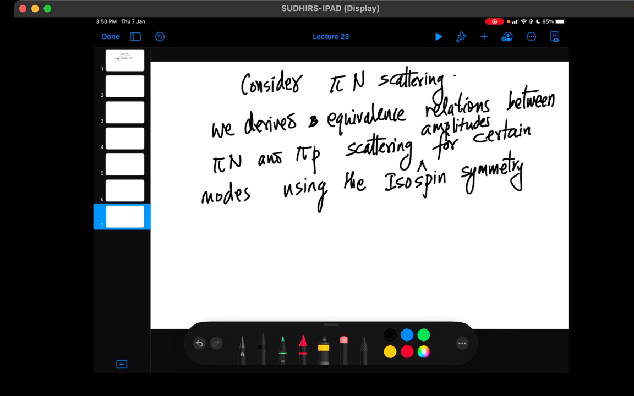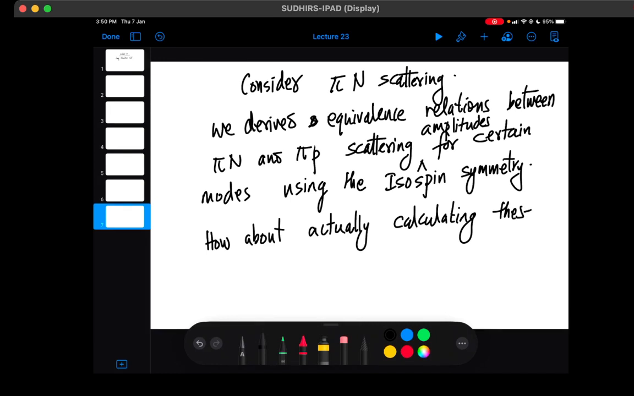Okay, now the question is how about actually calculating these amplitudes? So how do we treat them essentially? To calculate the amplitudes, however, we have to use some other aspect, because as I said, we cannot use the constituent quark fields, which are not actually physical. Okay, so how do you do that?